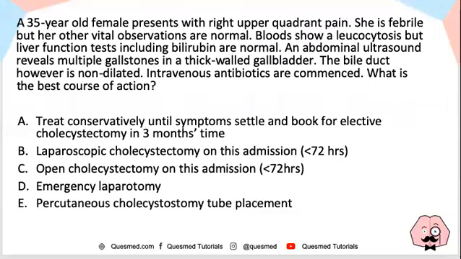So a 35-year-old female presents with a right upper quadrant pain. She's febrile, but her other vital observations are normal. Blood show leukocytosis, but liver function tests, including bilirubin, are normal. An abdominal ultrasound reveals multiple gallstones in a thick-walled gallbladder. The bile duct, however, is non-dilated. IV antibiotics are commenced. What is the best course of action?